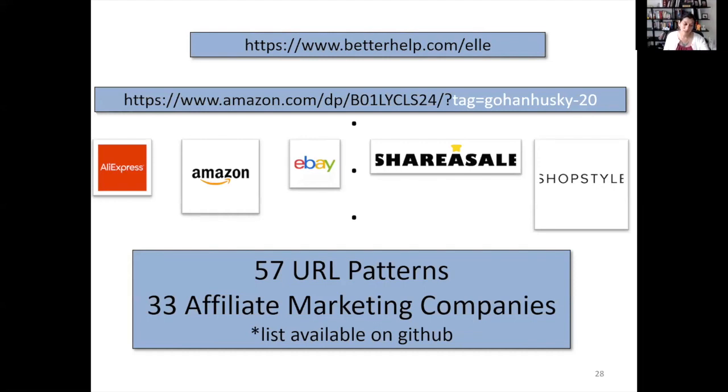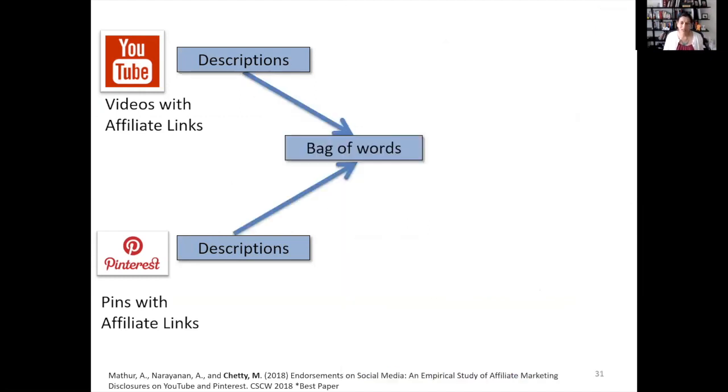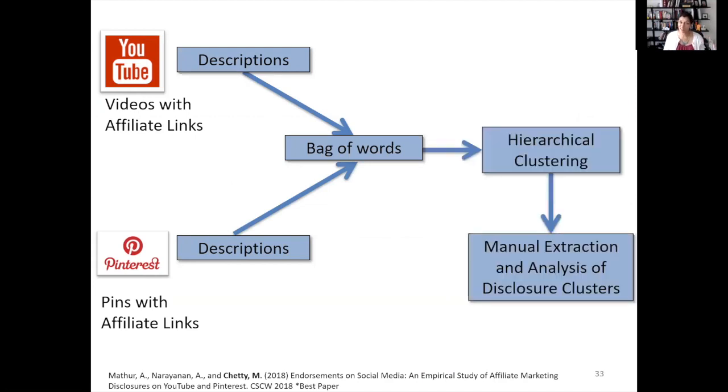And there are lots of other ones that you may never have heard of, like Share a Sale and ShopStyle. But the interesting thing is because we can tell if a URL is an affiliate marketing link or not, we can actually then go back to the video descriptions and see how many videos actually have affiliate marketing. So we used machine learning to basically help us do this on a large scale.